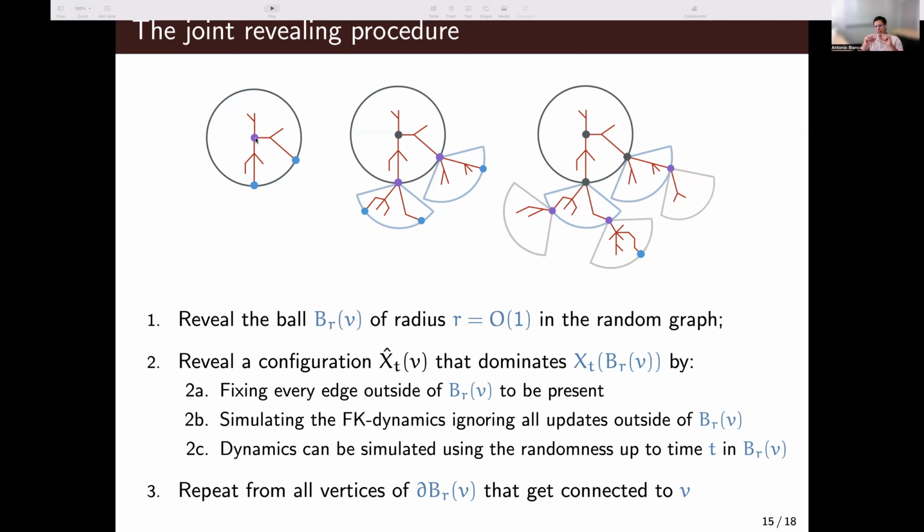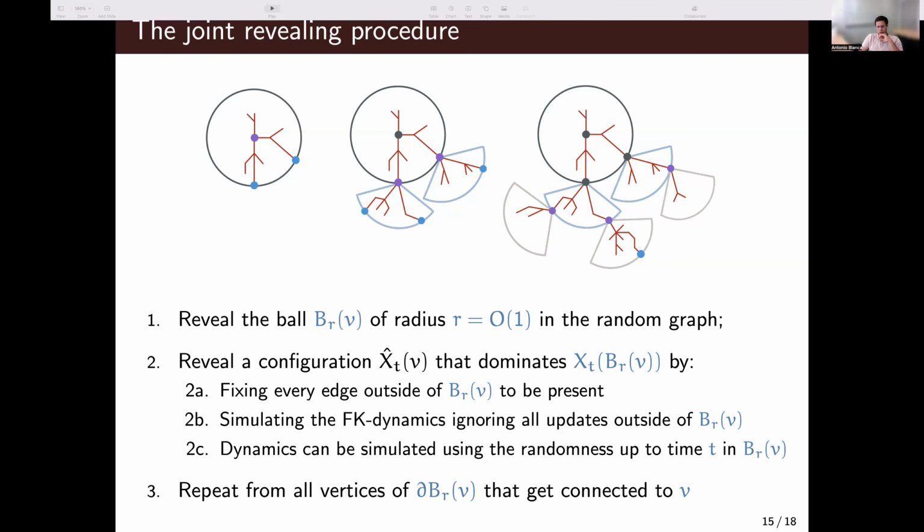Then we're going to look in this random cluster configuration that we reveal, and see which vertices in the boundary are connected to the center of the ball. And from those vertices, we're going to explore again. We're going to repeat: we're going to reveal the random graph in a ball around those vertices, and then we're going to simulate the chain in those balls, and so on, okay?